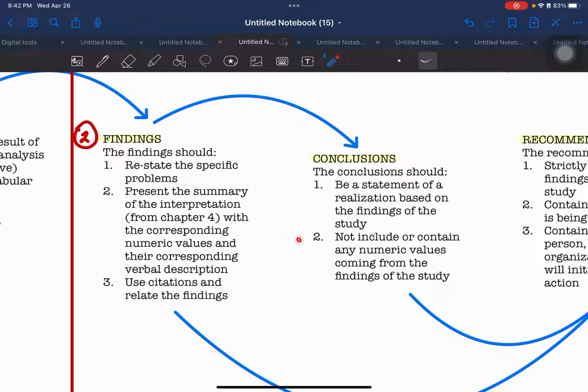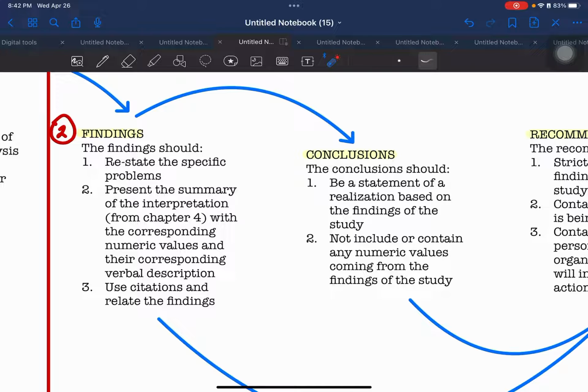Number 2, in this part of your manuscript conclusion, this should not include or contain any numeric values coming from the findings of the study. So, if this is presented already in number 2 under the findings, this should not be repeated in the conclusion anymore. So, this is the common mistake committed in writing the conclusion.